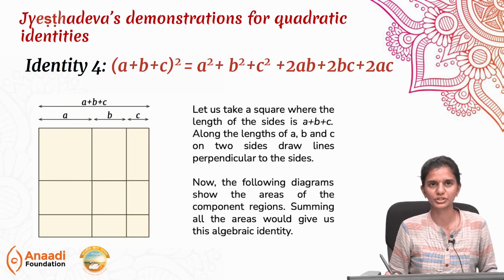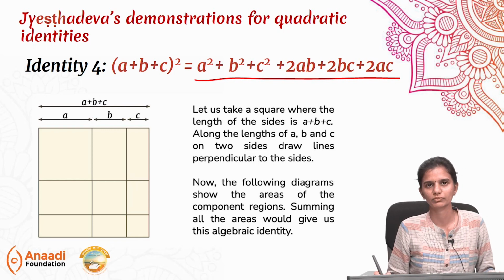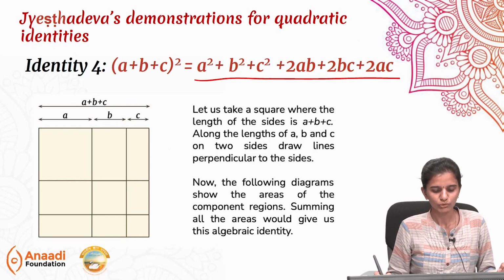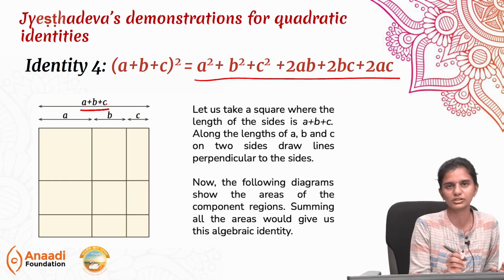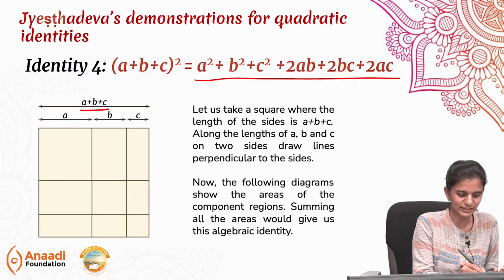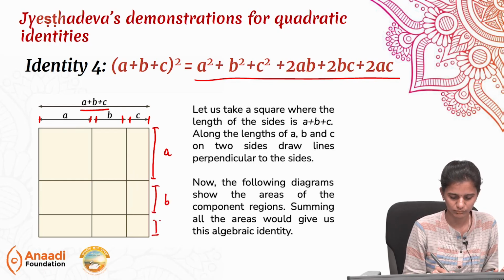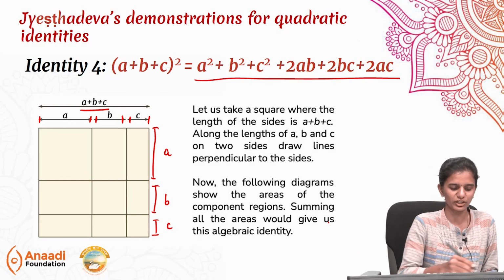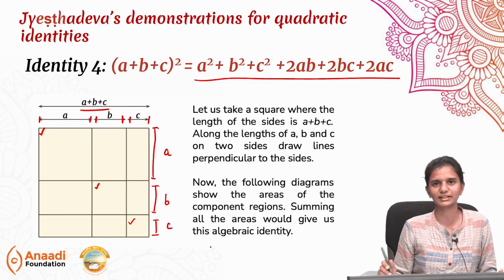Now, let us look at this equation. A plus B plus C the whole square is equal to A square plus B square plus C square plus 2AB plus 2BC plus 2AC. Now, for this, we take a square where the length of the sides is A plus B plus C. So, along the lengths A, B and C, we draw lines, that is on two sides. This is A, this is B and C. And we see that we have got 3 perfect squares and then some rectangles, 6 rectangles.